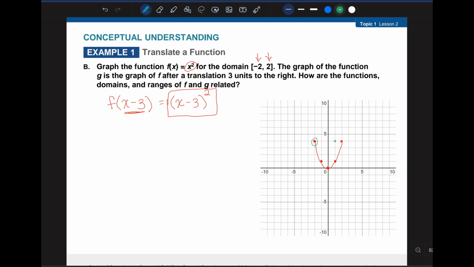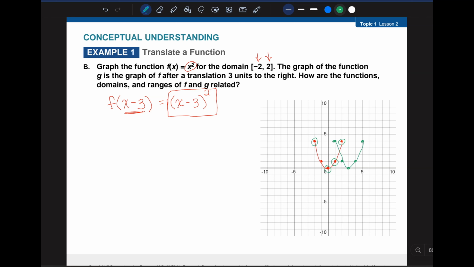1, 2, 3 to the right. If I took this point and moved it 3 to the right, it would be here. Take this next one, move it 3 to the right, and then take the vertex and move it 3 to the right. All right, now I'm here.